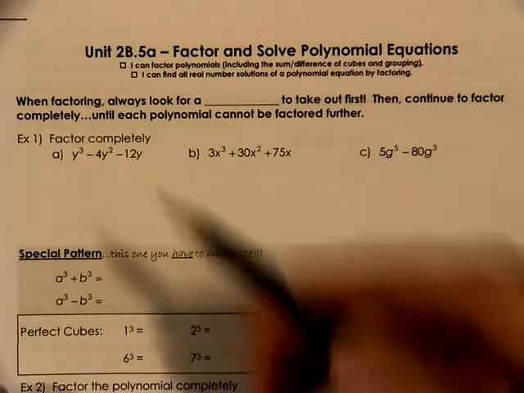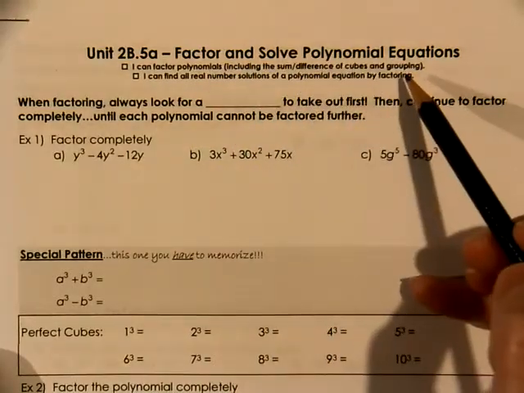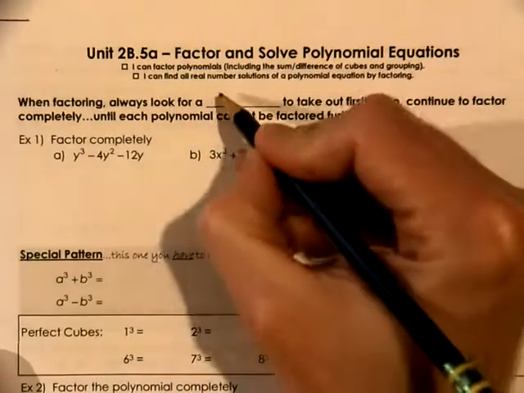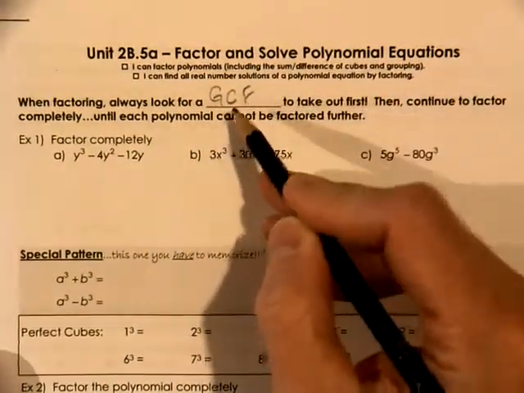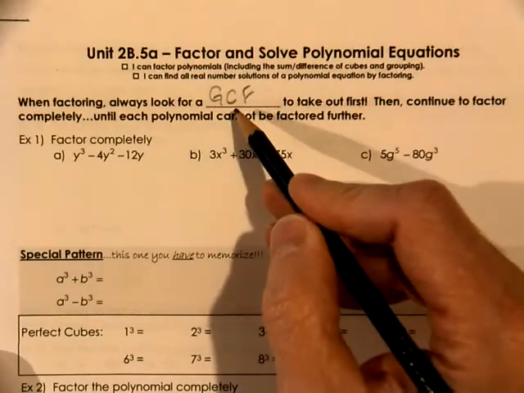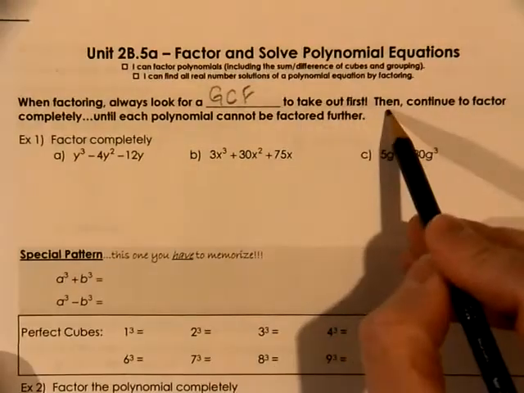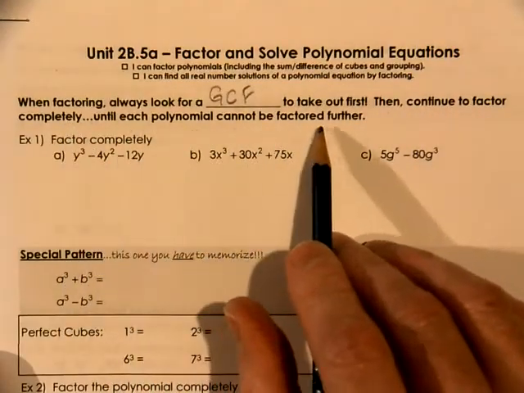This is Algebra 2 with trig, 2b.5a. We're factoring and solving polynomial equations. When factoring, always look for a GCF, greatest common factor. You've got to pull that out first, typically to make numbers easier, or in some cases just to do it. Then continue to factor completely until each polynomial cannot be factored further.